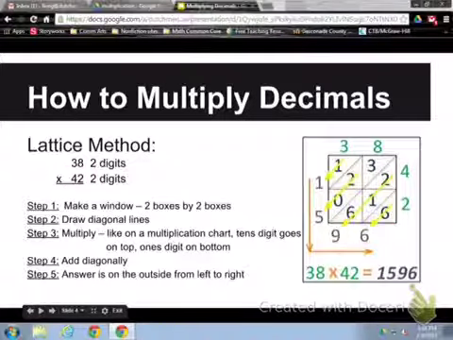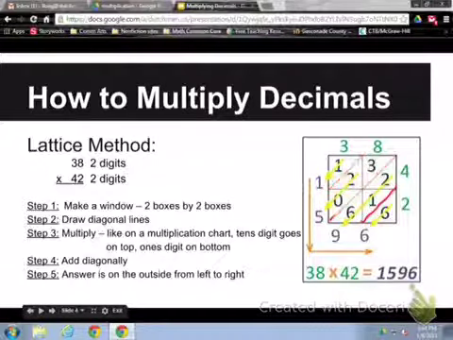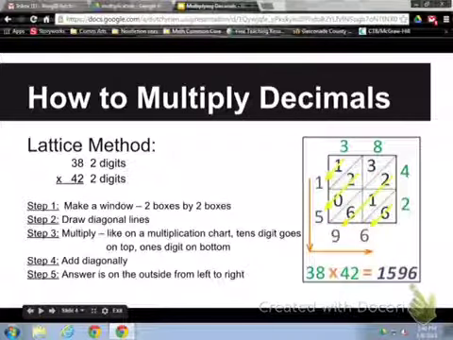The next thing we would do is draw diagonal lines. So we'd start at the top right and work our way to the bottom left of all of our boxes. And it creates alleys to go through. The third thing we would do is then multiply like we would on a multiplication chart. The tens digit goes on top and the ones digit will go on the bottom of our diagonal lines.